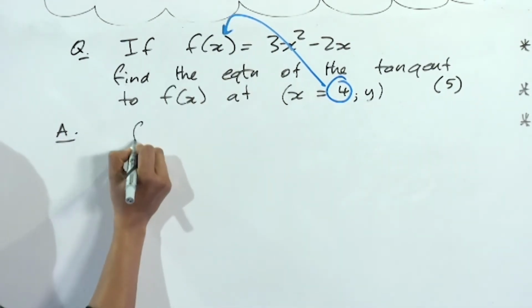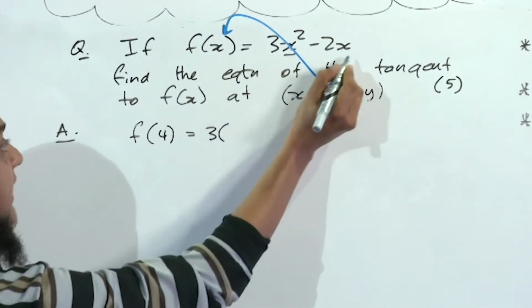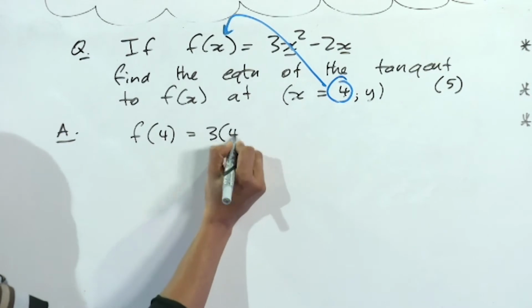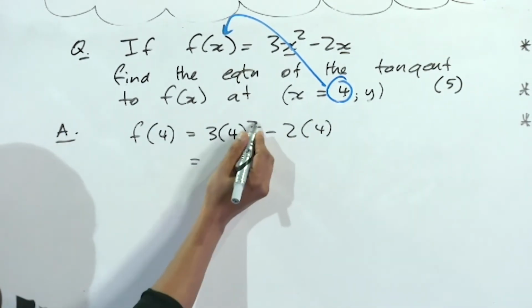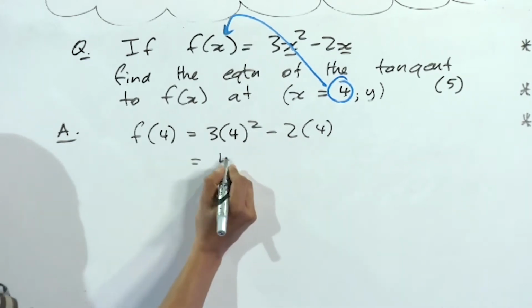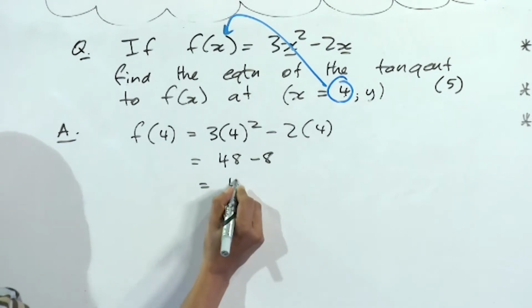So now we're going to say f of 4. f of 4 is equal to 3 into, for every x, I'm now going to substitute 4. 3 into 4 squared minus 2 into 4. This is equal to 4 squared is 16. 16 times 3 is 48. Minus 2 times 4 is 8. 48 minus 8 is 40.